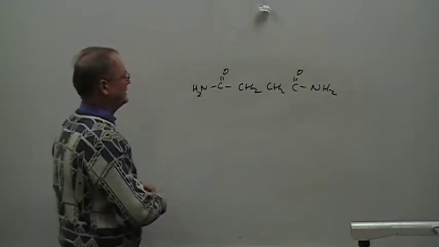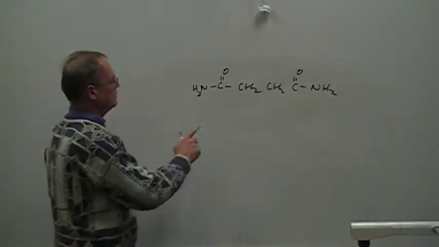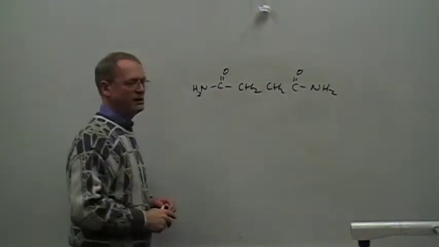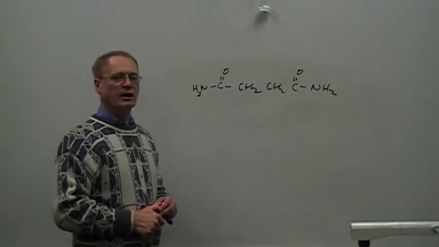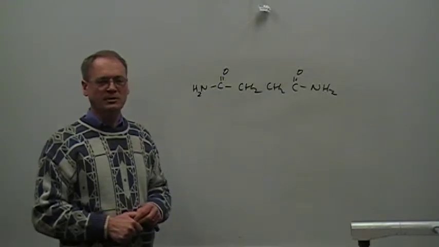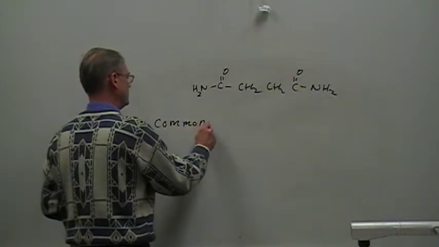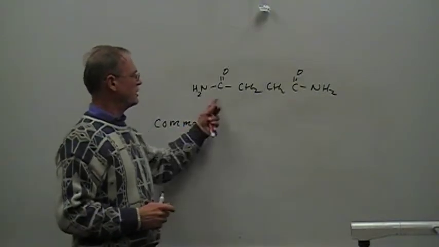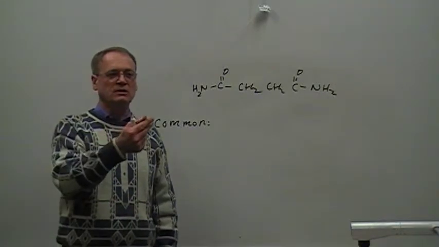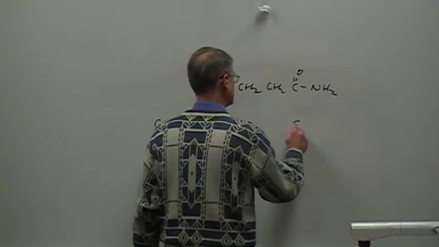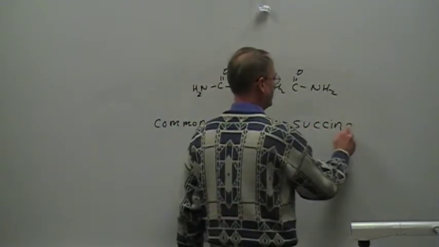Welcome back. Here is the system by which you should name this compound. First of all, notice that there are 4 carbons, and it's based on a dicarboxylic acid. So should we try to do this in the common system, or should we try to do it in the IUPAC? Probably both. Let's try the common first. What carboxylic acid or dicarboxylic acid is that a derivative of? Oh my, it's succinic acid. So succinic acid becomes succinamide.